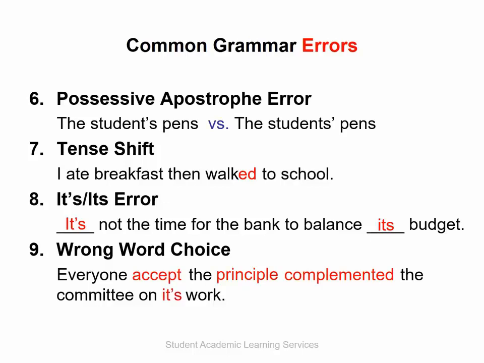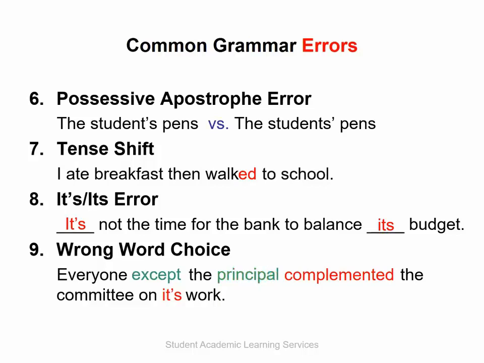So accept means to receive something, to accept it, to take it. Except means to exclude it, to not include it. So everyone except the principal. In this case, principal should be spelled P-A-L, because principal in this spelling means the main thing. So for example, the principal argument, the main idea, the principal idea.